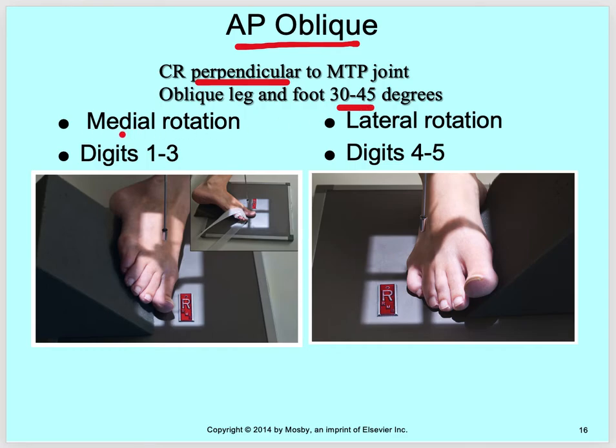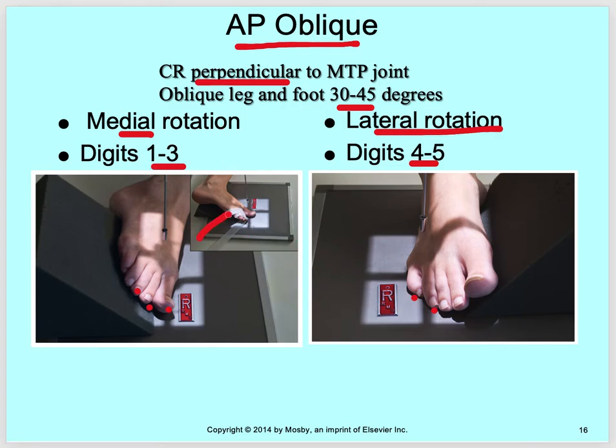So medial rotation for 1 to 3, so 1, 2, 3, and then lateral rotation for digits 4 and 5. So it gets them closer to the image receptor, because you can see here that they're moving away from the image receptor. You're going to get magnification. This puts them closer. So digits 4 through 5, a lateral rotation, medial rotation for 1 to 3.